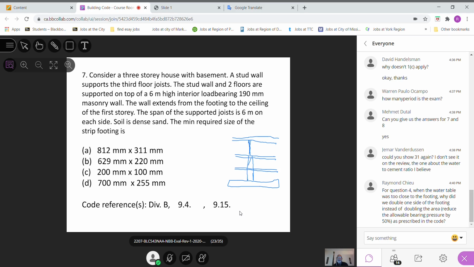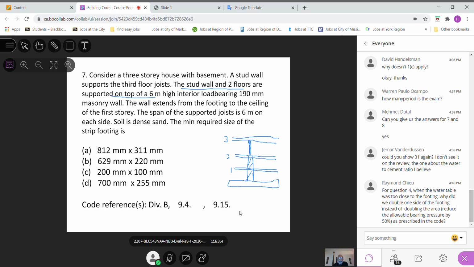Okay, so this is masonry, 6 meters, with the stud wall and 2 floors. Stud wall and 2 floors are supported on top of the 6-meter high. Therefore, now the stud wall supports the third floor. And the question says the wall extends from the footing to the ceiling of the first story. This is the first story, and that's the ceiling, which is the second story. It says the stud wall supporting the top floor and 2 floors.